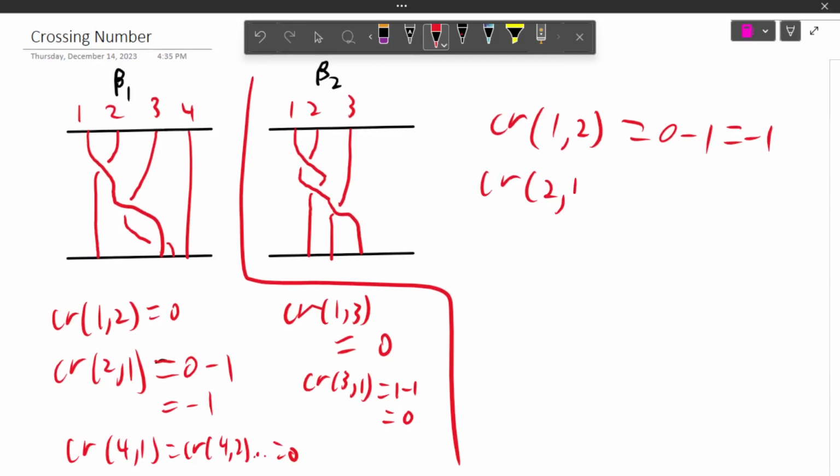But if we go the other way, crossing number between 2 and 1, we go underneath 1, and then over 1, and then we do not cross 1 again. So this is going to be 1 minus 0. Oops, sorry. It goes under from the right though, so 0 minus 1, it's equal to -1.